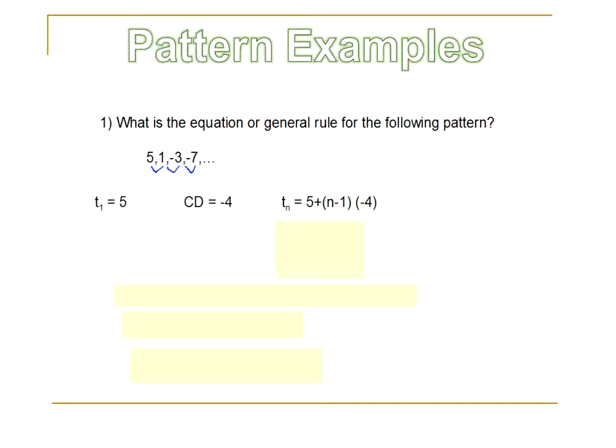Now again, I'm going to multiply this out. Negative 4 times the n, and negative 4 times negative 1. This will give me Tn equals 5 minus 4n plus 4. I can add the 5 and the 4 together, and I get Tn equals negative 4n plus 9.